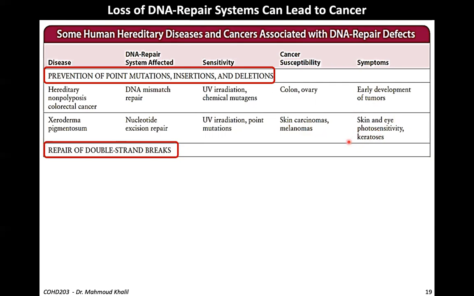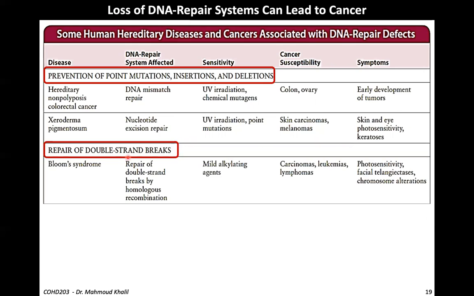For the repair of double-strand breaks, you can see Bloom's syndrome. Actually, the defective system is the double-strand homologous recombination, and the sensitivity or the leading agent is mild alkylating agents. This kind of defective repair mechanism can lead to carcinomas, leukemias, and lymphomas. The main symptoms are photosensitivity, as well as chromosomal alterations.